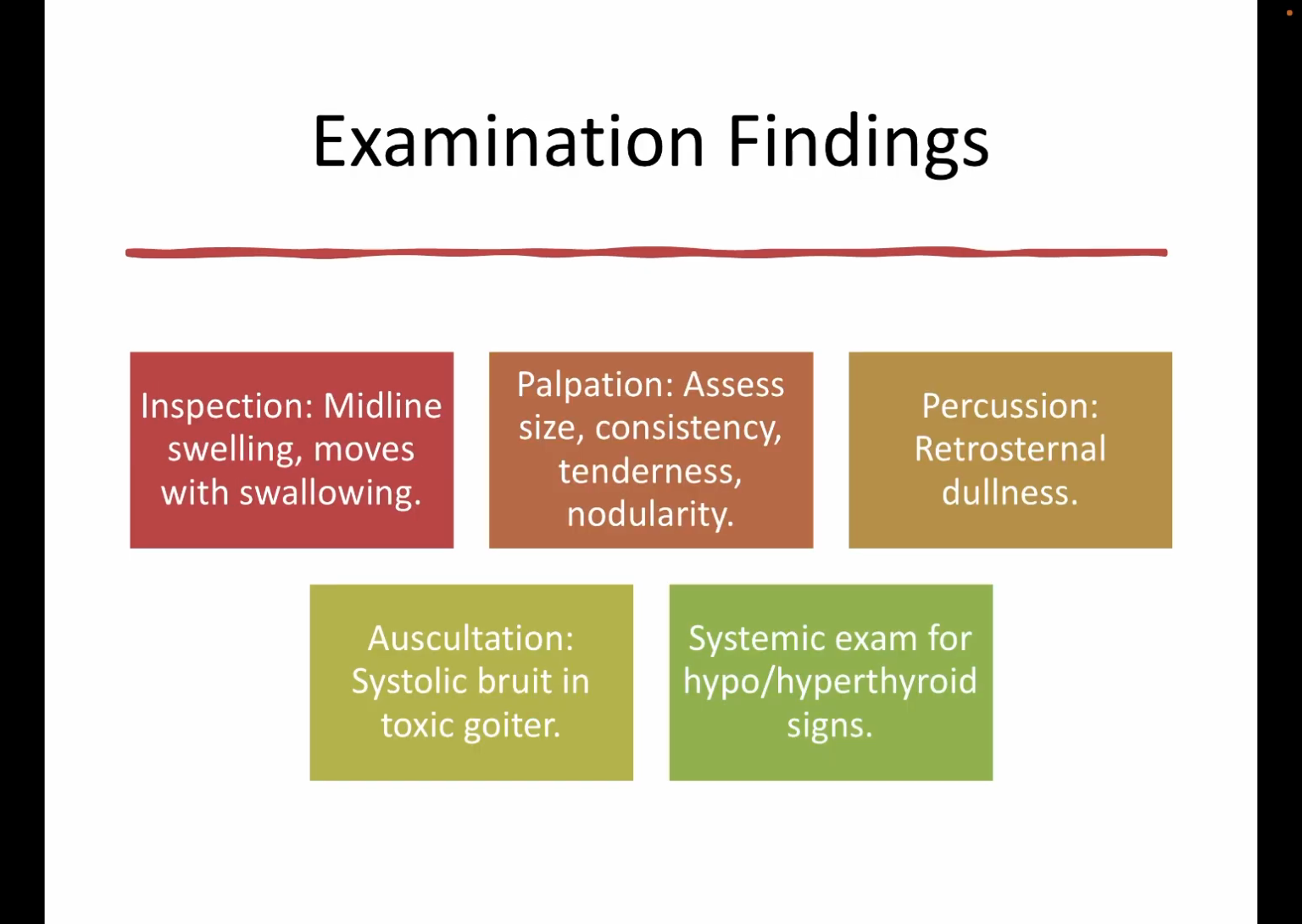So, the examination findings: there will be a midline swelling that moves with swallowing. When you do palpation, you can assess the size. You have to assess the size, consistency, tenderness, and nodularity. In percussion, there will be retrosternal dullness. In auscultation, a systolic bruit in case of toxic goiter only. Then systemic examination for hypo and hyperthyroid signs.